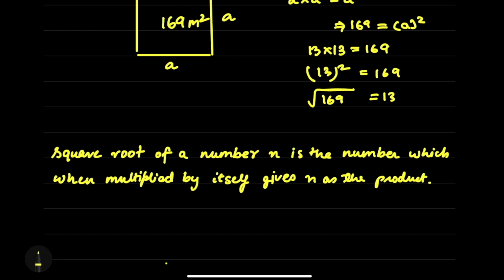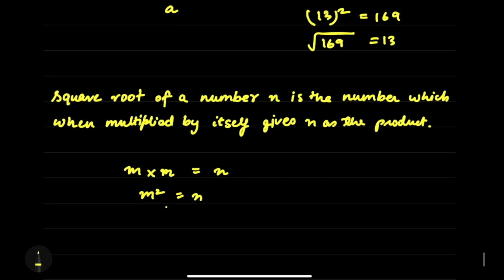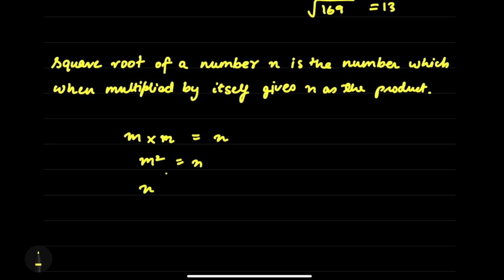In very formal terms, a square root of a number, say n, is the number which, when multiplied by itself, gives n as a product. So say m is the square root of n. Then m into m is equal to n, or m square is equal to n, and m is denoted by the square root of n. And that's how we show it.